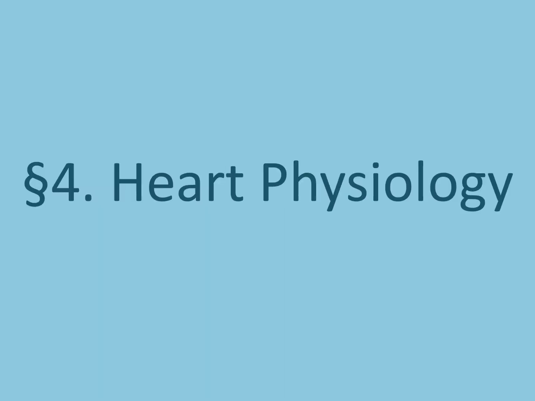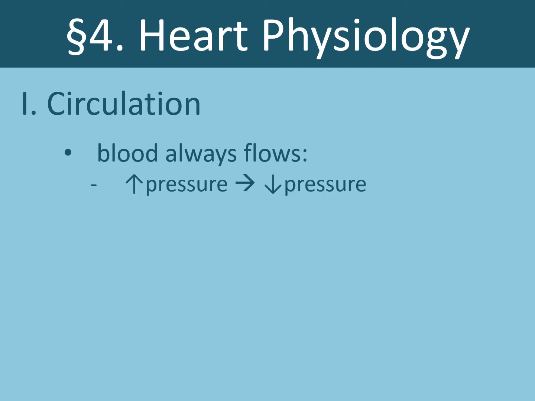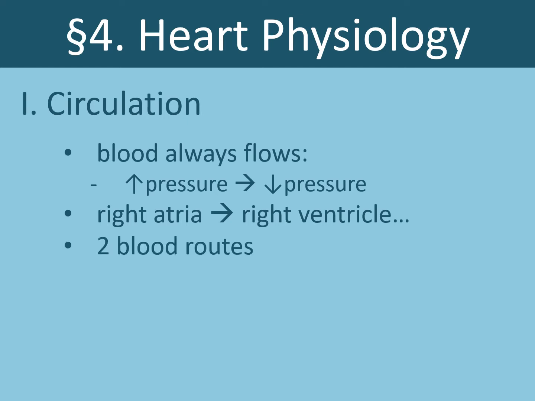Section 4, Heart Physiology. Now let's discuss blood circulation. Like other fluids, blood always flows from an area of high pressure to an area of low pressure. You need to know the order of structures of the heart that blood flows through. As we discussed in part 1, blood first enters the heart via the vena cava into the right atria. From there, the blood is pumped into the right ventricle, and you should know all subsequent steps that we discussed. If you don't know the correct order of blood circulation, now is a good time to go back and review this material.